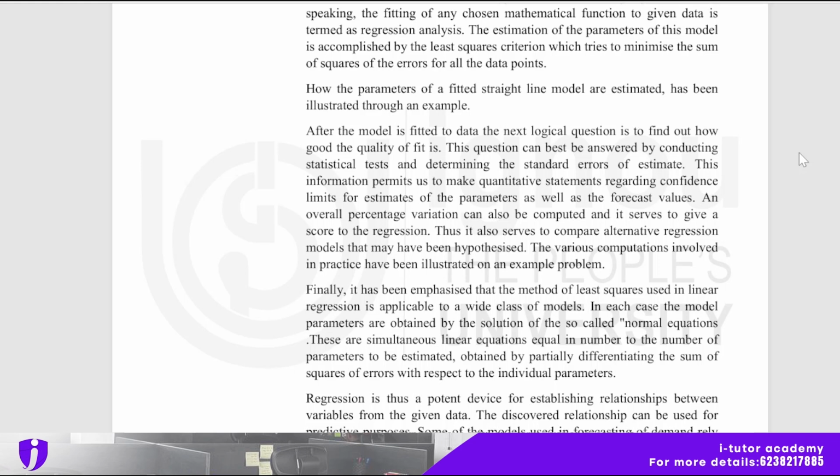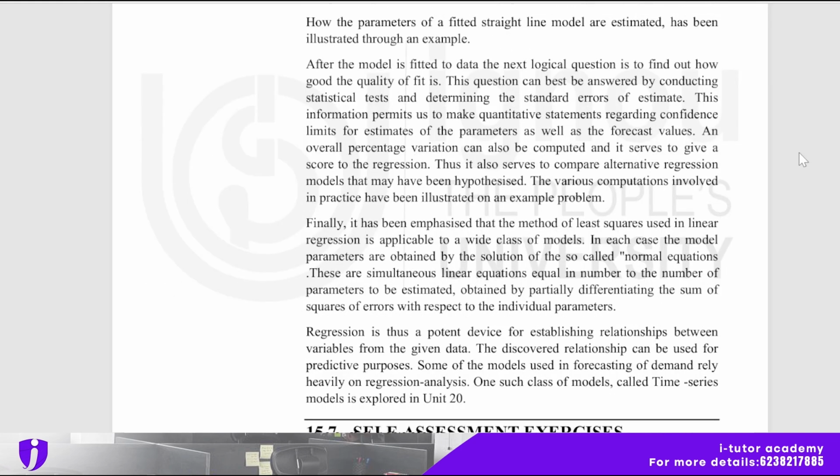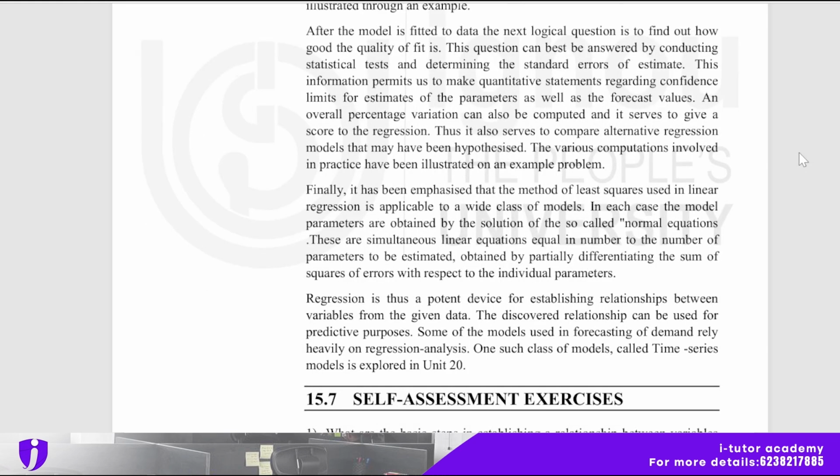After the model is fitted to data, the next logical question is to find out how good the quality of fit is, and this question can best be answered by conducting statistical tests and determining the standard error of estimate. This information permits us to make quantitative statements regarding confidence limits for estimates of the parameters as well as forecast values. An overall percentage variation can also be computed, and it serves to give a score to the regression. Thus, it also serves to compare alternative regression models that may have been hypothesized. The various computations involved in practice have been illustrated on an example problem.